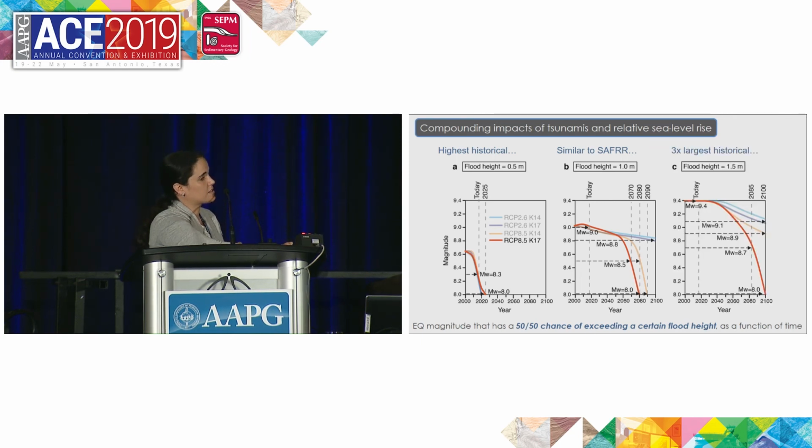And then just to finish, something that's 3 times the largest historical flood height. Today it takes a magnitude 9.4, that's a full multi-segment earthquake. If you follow 8.5, the worst case sea level scenario, by 2100 you only need a magnitude 8 earthquake to get to that same flood height at the ports of LA and Long Beach.